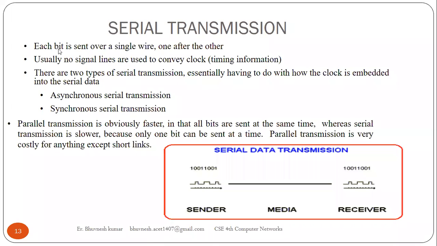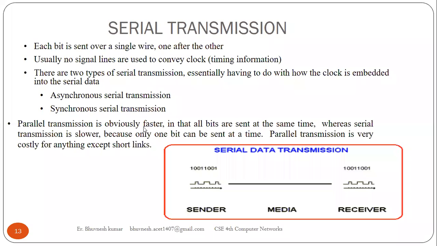In serial transmission, each bit is sent over a single wire, one after another. Here it is a single channel, a single wire, and from that the bits travel in a sequence, one after another. So in serial mode, transmission speed is less. Usually no signal lines are used to convey clock, which means there is no clock signal. There are two types of serial transmission: asynchronous serial transmission and synchronous serial transmission.